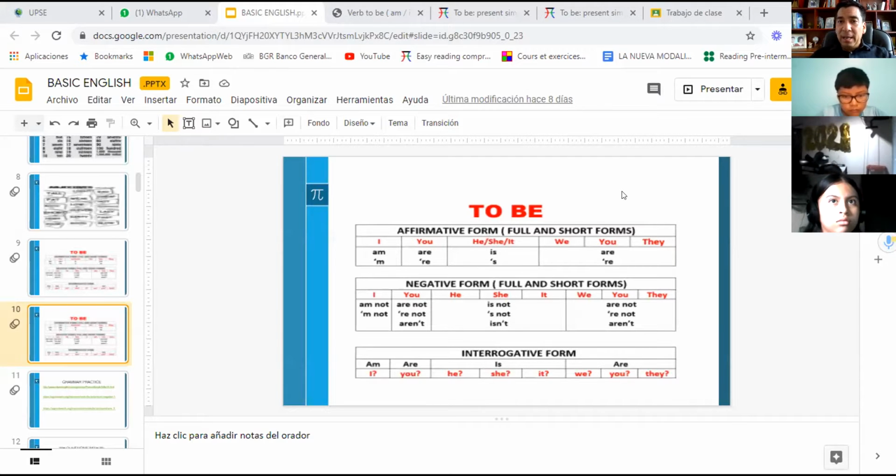So I repeat the correct pronunciation of this verb with all the persons: I am, you are, he is, she is, it is, we are, you are, and they are, right?